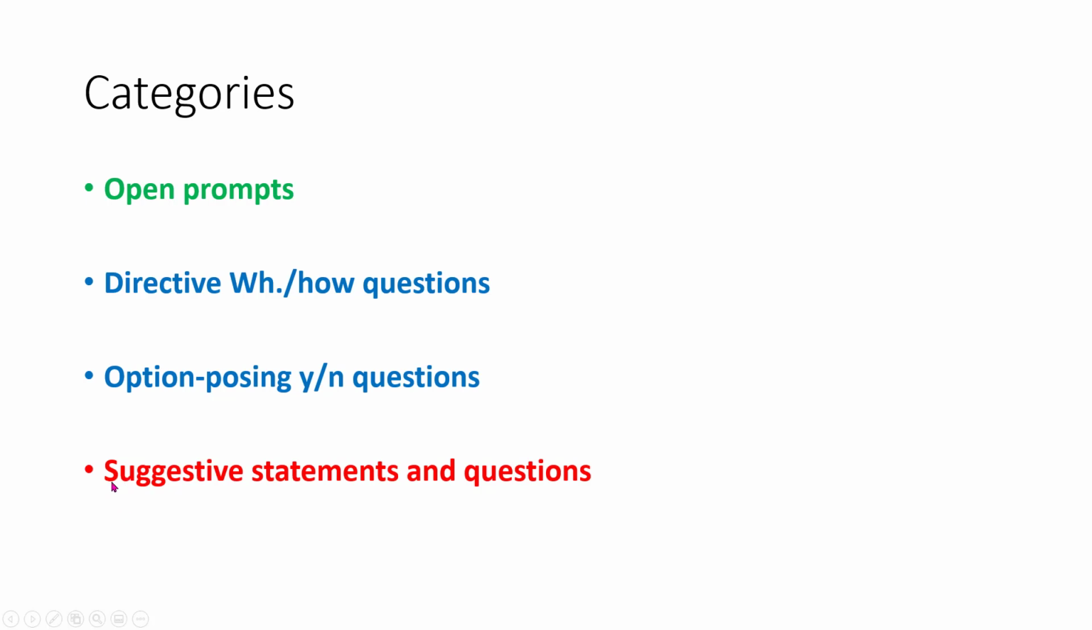At the bottom of the list, I've got suggestive statements and questions. These are in red because these are the sorts of things you would really never want to see a forensic interviewer using. Suggestive questions are known to be incredibly problematic and lead to all sorts of distortions within the criminal justice system. So those are the categories, and they're organized in a hierarchy.